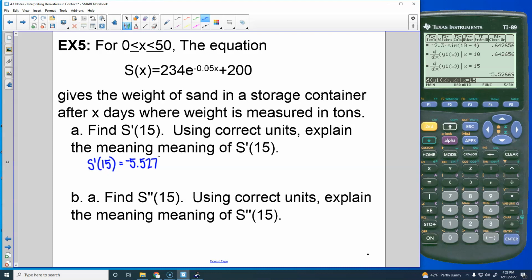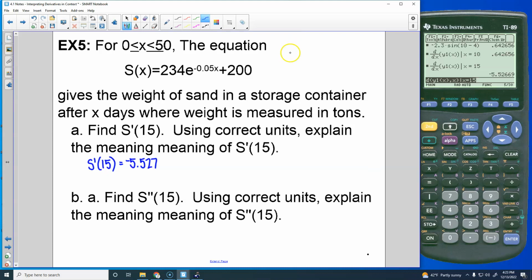So for this problem, since it's Calculator Active, you don't have to show where you plug the number in. Just writing S prime of 15 is enough to show that you plugged 15 into that derivative. You don't have to show what the derivative is. You just have to find this value.